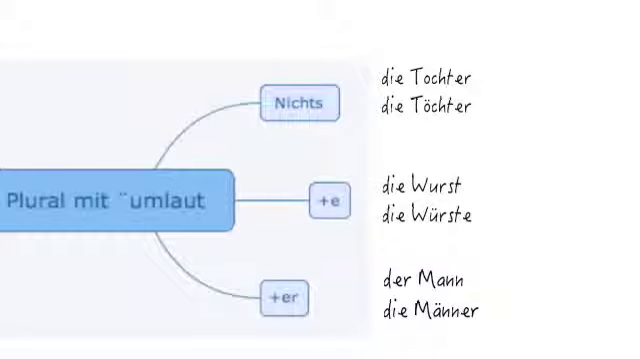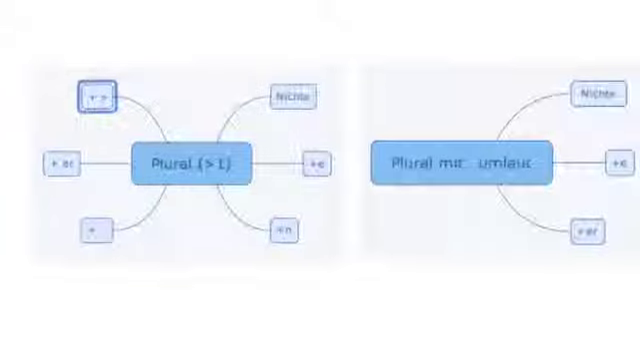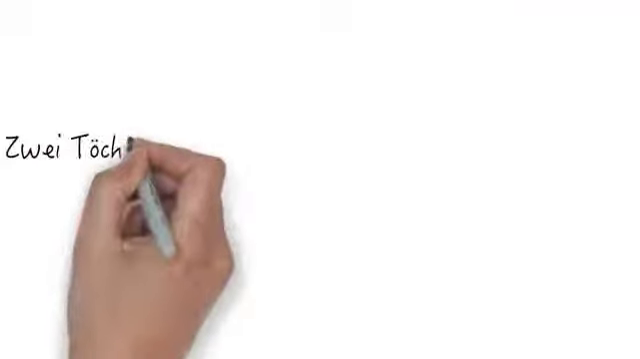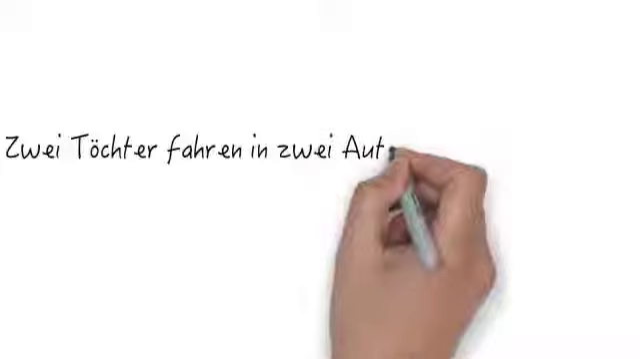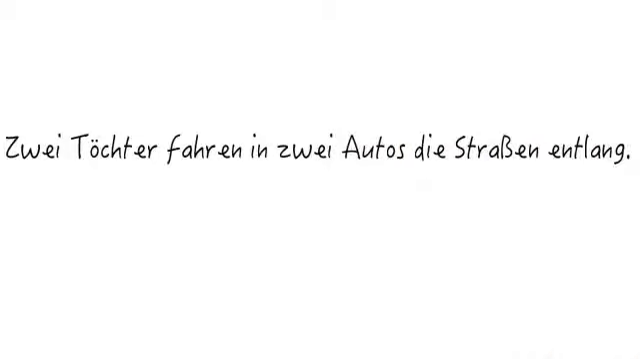Quick word, plurals don't get the attention they deserve. Often you use the plural with numbers, right? I mean, it makes sense. 2 daughters drive down the streets in 2 cars. 2 Töchter fahren in 2 Autos die Straßen entlang.